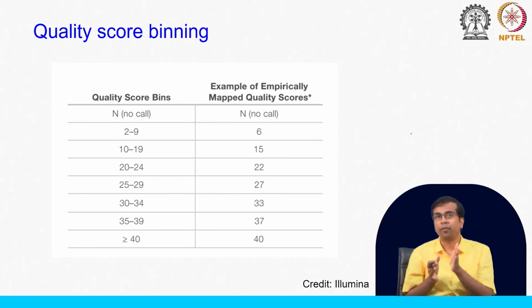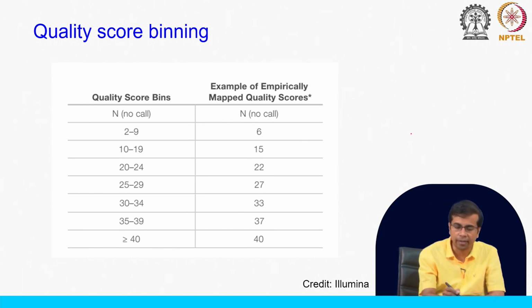So, the entire quality score can be divided into, let us say, 8 classes here. In this example it is 8 classes or 8 bins, from 2 to 9, then 10 to 19, etc., and then the final one is greater than 40. And for each of these bins, why not just give one quality score value. So, every base that falls within this range will be given a quality score representative of that bin.